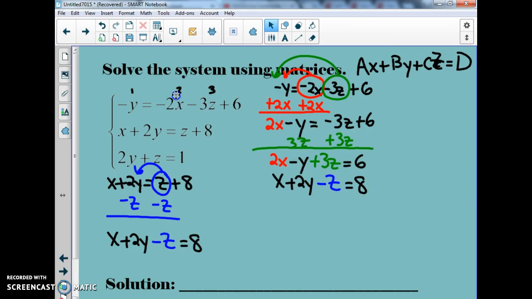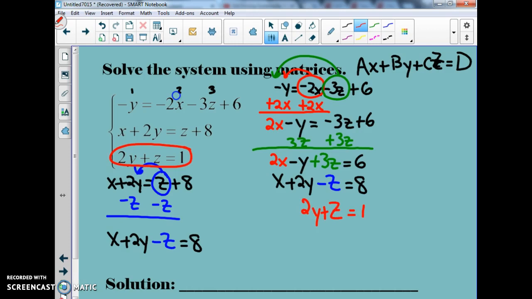Finally, I have to look at my third equation here. And let's take a quick look at this. All right, this is equal to 1. I have z here. I have 2y. But I'm missing one thing here. I'm missing an x term, which means this is 0x.